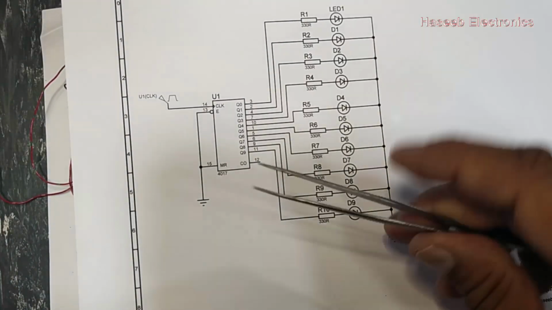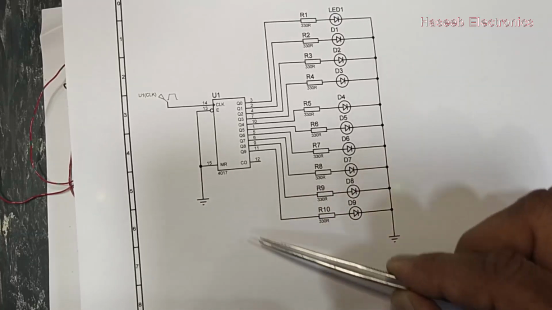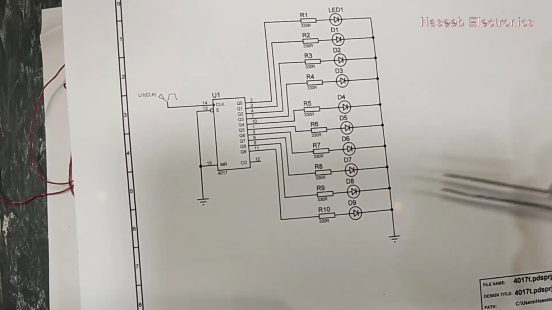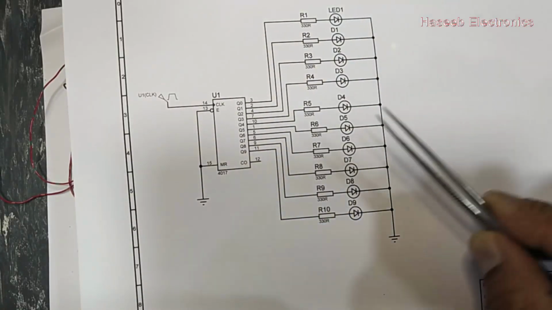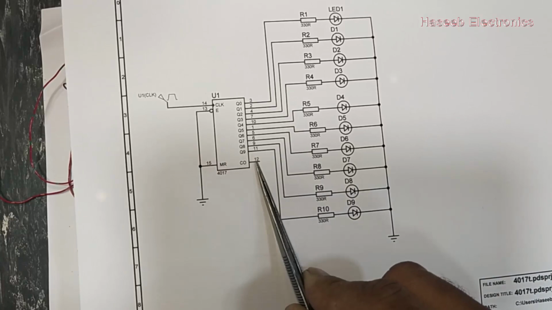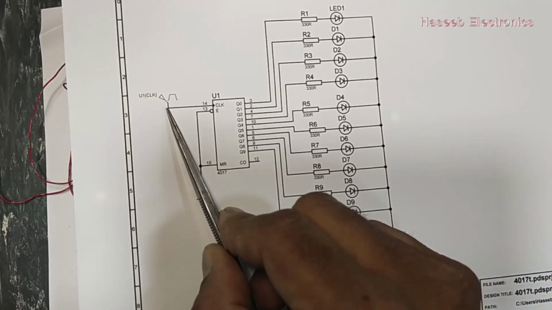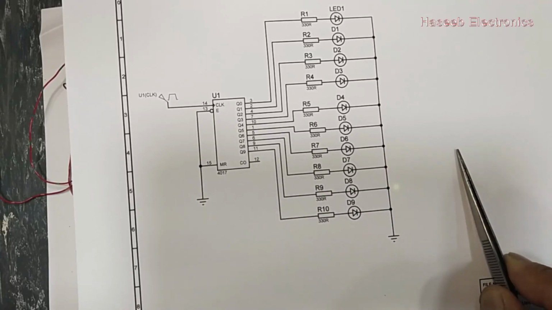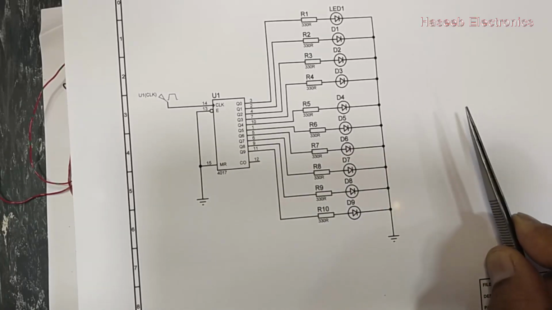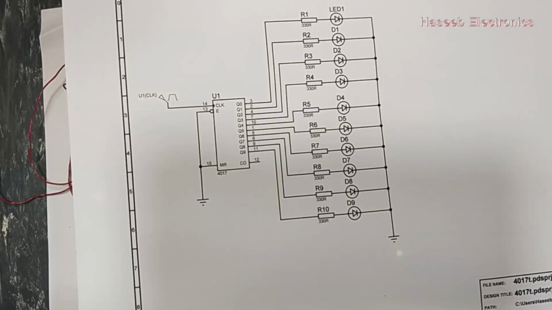When it counts up to 10, it will give an output at pin number 12 to drive the next circuit, if we want to cascade and add more stages. The output at this stage is divided by 10. If here we apply 10 Hertz, here we will find 1 Hertz. This 1 Hertz will be provided to the next circuit. So each circuit will divide by 10.